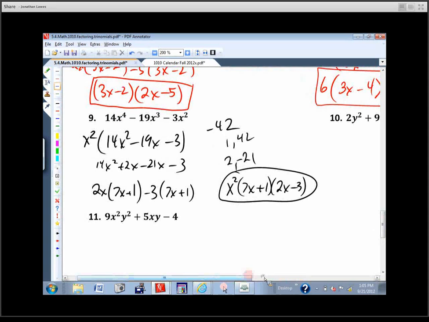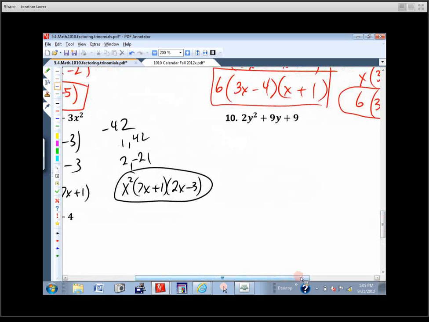Okay, let's take a look at the next one. Would you go ahead and do the next one on your own? Check your answer with your neighbor when you're done.